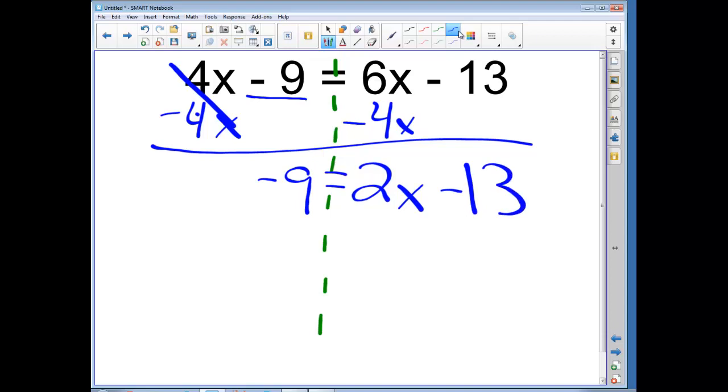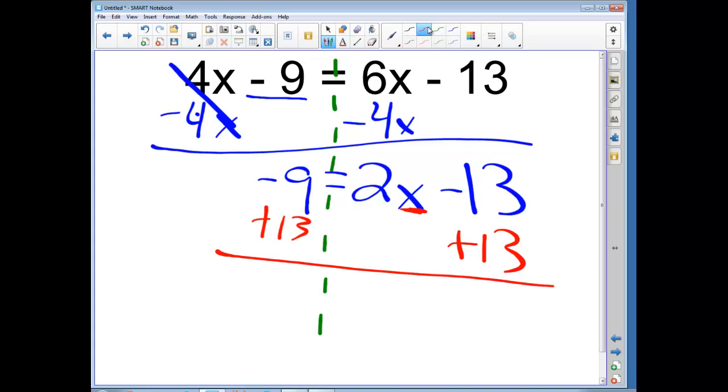Okay, continuing on. We want to get the x by itself, so get rid of the minus 13. Do the inverse operation, add 13. Take your time here, make sure that you figure out what is a negative 9 plus 13. You have a negative with a positive, you find the difference. 13 minus 9 is 4. I have more positives, so it's going to be a positive 4.